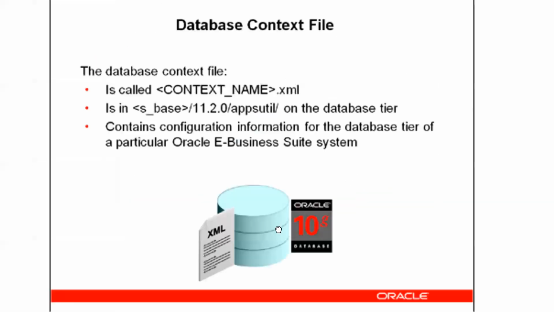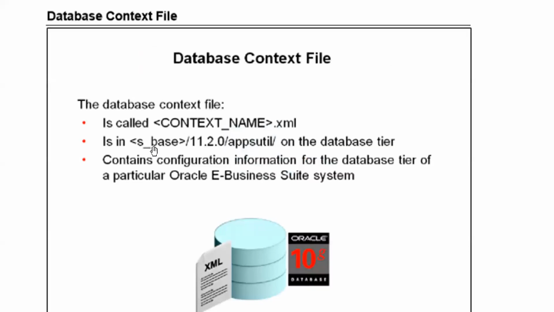The database context file is also the same. It is stored in some app util location. It contains the configuration information about the database. The application context file will contain the application information, and the database context file will contain the database information. So any changes to the environment, simple examples are load balancer changes, right?